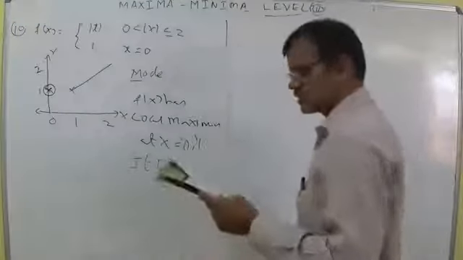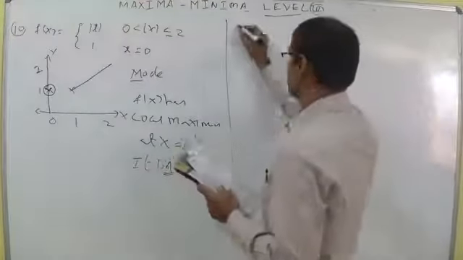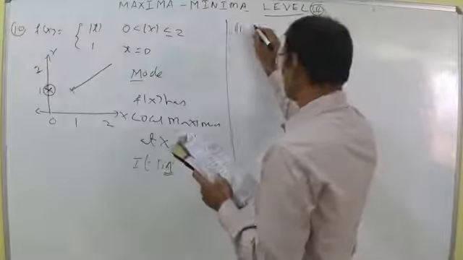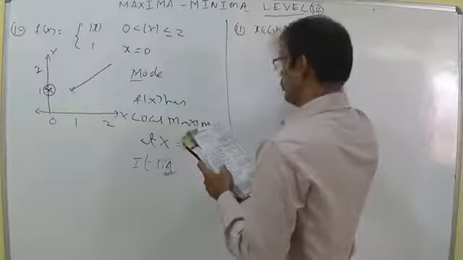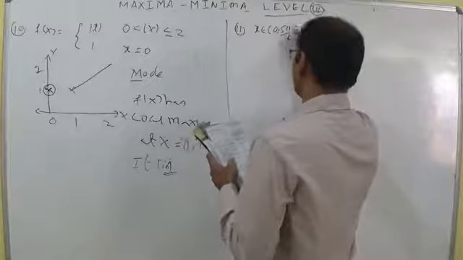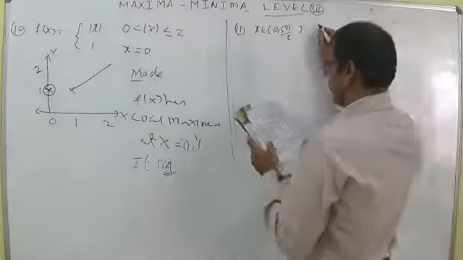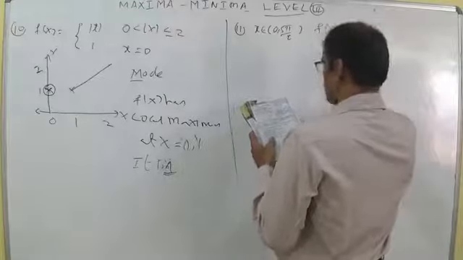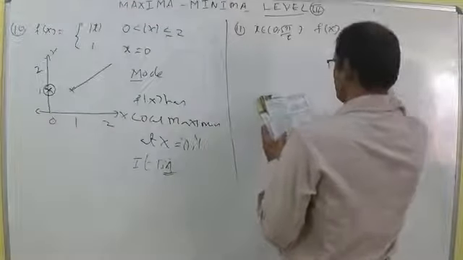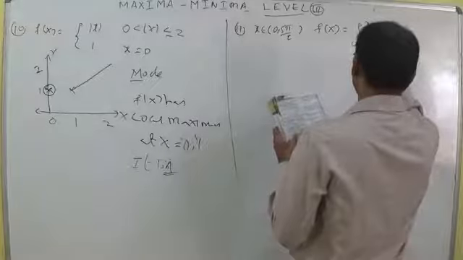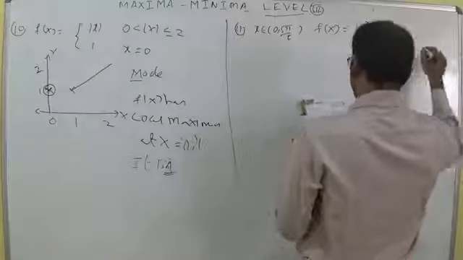Next, let us discuss the 11th question. It depends upon integration and depends upon the domain. The domain given is 0 comma 5 pi by 2. For x belonging to 0 comma 5 pi by 2, he defined f of x equal to the integral from 0 to x of root t sin t dt.